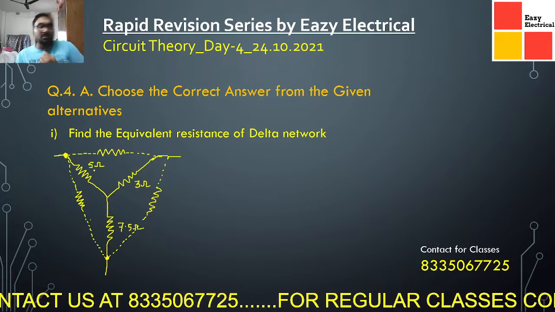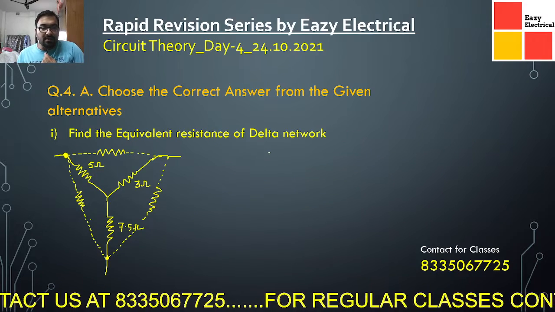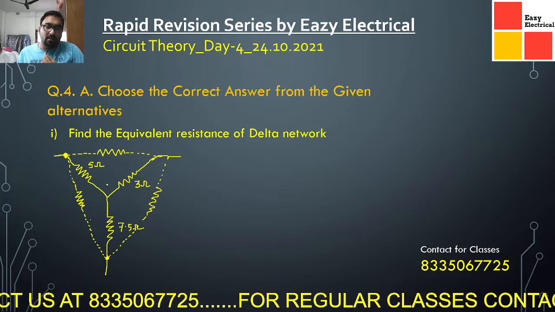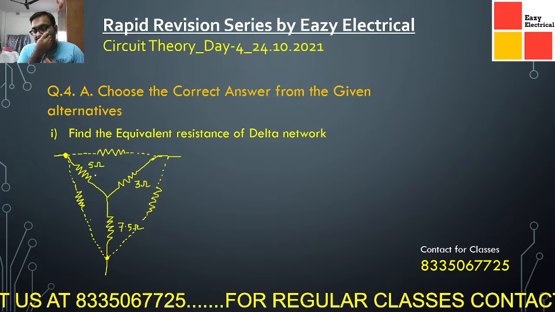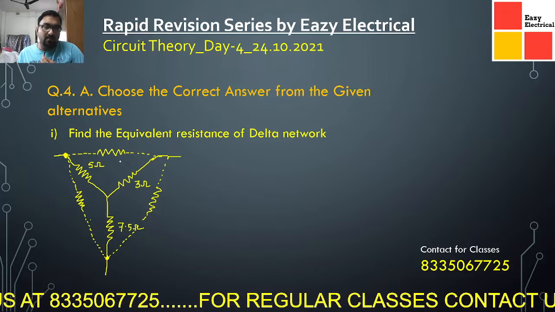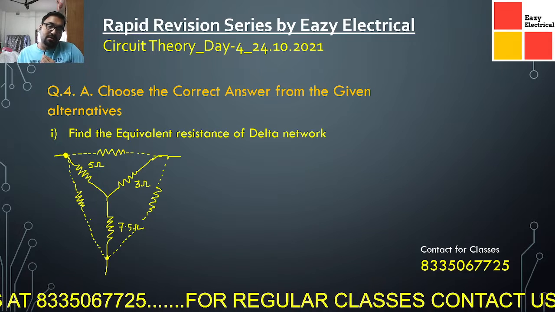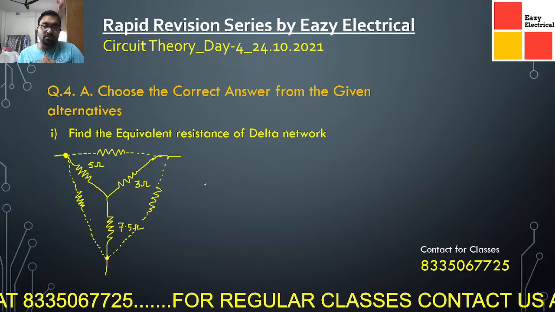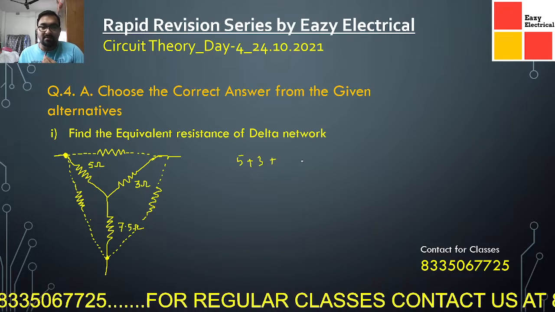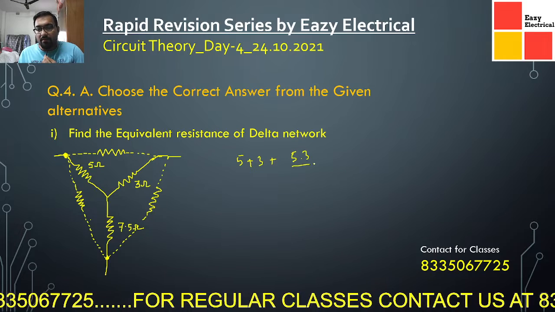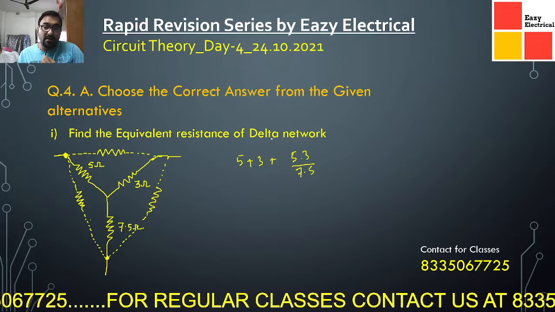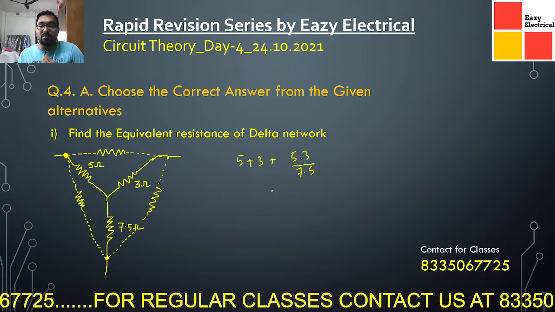Now coming to the next question. Find the equivalent resistance of the delta network. What is the equivalent resistance of the delta network? You can see here, we are trying to calculate the equivalent delta resistance, right? So here this resistance is basically the summation of both the two, that means 5 plus 3 plus 5 into 3 divided by the opposite branch, 7.5. So equivalent delta means all the items we are basically trying to calculate.